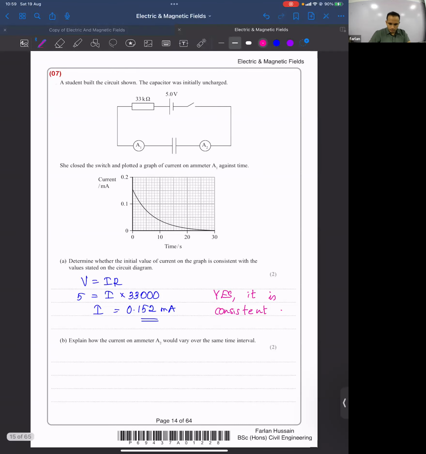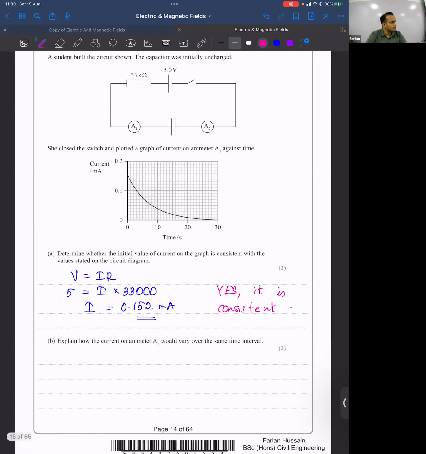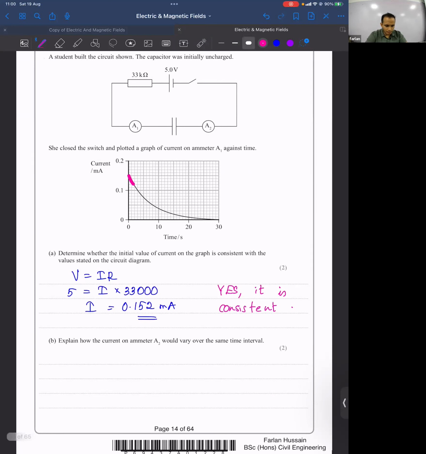Right. Guys, explain how the current on the ammeter A2 would vary over the same time interval. What do you think? Will it be the same as A1 or different? It will be slightly higher, right? Because there's less resistance. It'll be the same. Why? Because they are in series, no? In a series circuit, the current is the same everywhere, right? So I would say it's the same thing.